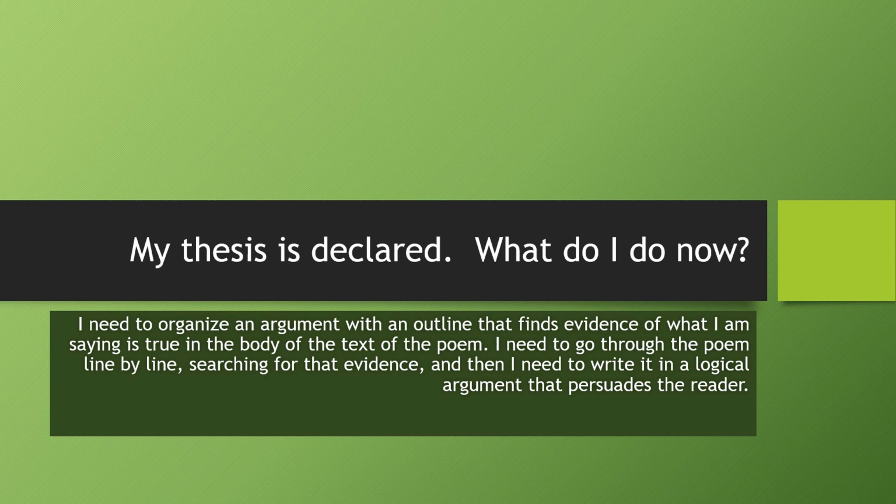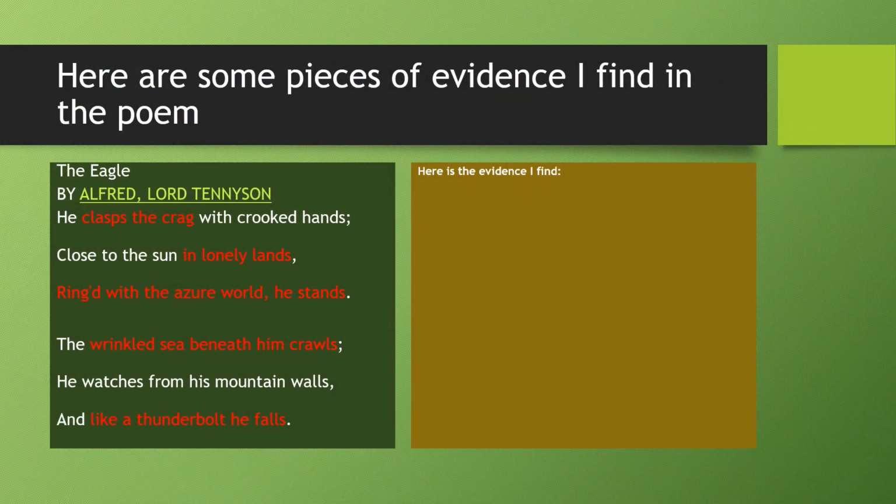And so the next thing I need to do is go through this short poem line by line, searching for that evidence. If I were writing on a different kind of work, I would go through it carefully, looking for the evidence I need. And then I need to write it in a logical argument that persuades the reader. So here are, one by one, some pieces of evidence I find in the poem. I've highlighted them in red, and I'll explain each one by one.